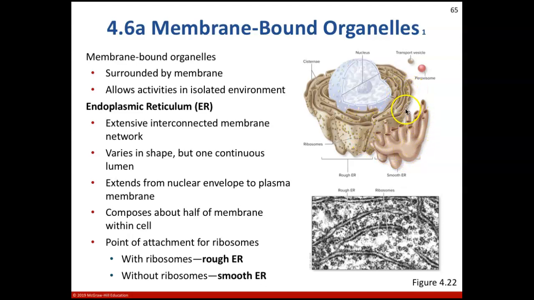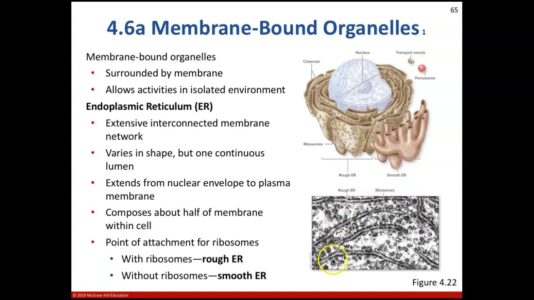This is an extensive interconnected membrane network. We see that it varies in shape, but it is one continuous lumen. And it is extending out from our nuclear envelope to the area of our plasma membrane, which we don't see pictured here. It's composed of about half of the membrane within the cell, and the point of attachment for ribosomes would be within our rough ER, and that's why we call it rough ER, because it has these ribosomes attached to it. Whereas when we have our endoplasmic reticulum without the ribosomes, this is called smooth ER.